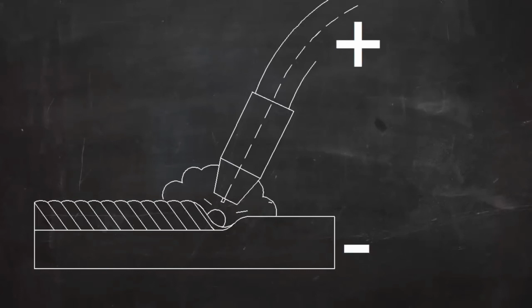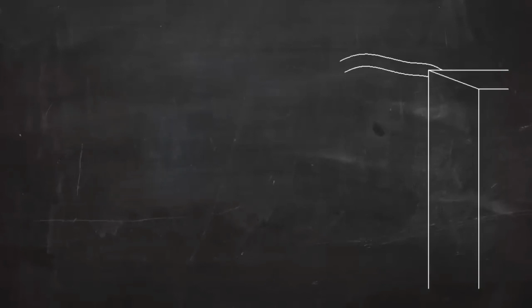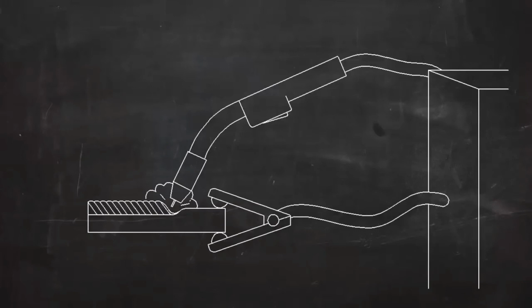In an electric circuit, the current flows in a loop. In MIG welding, the current has to flow in a complete circle from the machine to the torch, into the work and back to the machine. The work lead is clamped to the work to complete the circuit from the workpiece back to the machine.